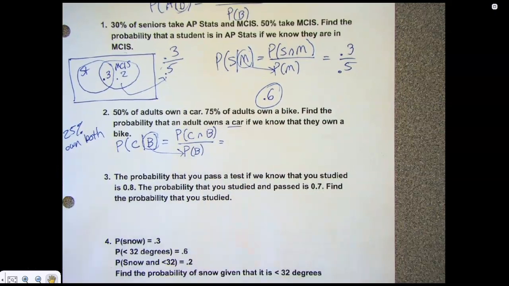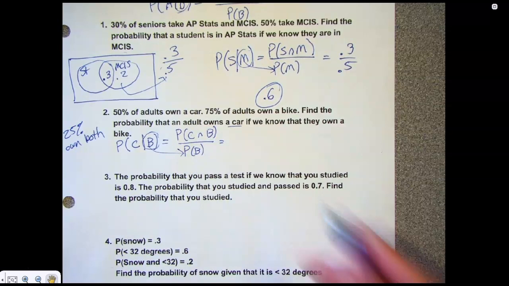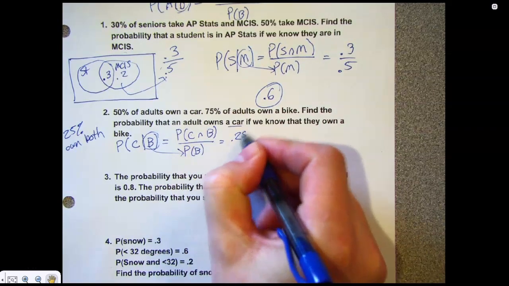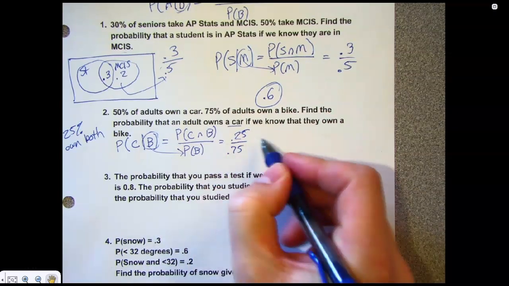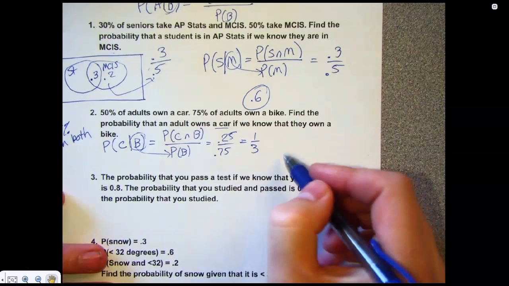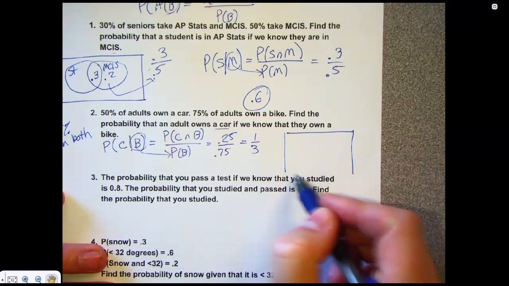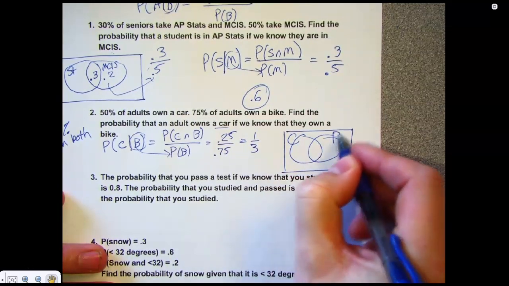So just using the numbers, no diagram, what's the probability of car and bike? Now I told you 0.25. And what's the probability of bike? 0.7. So that should be your answer. It should be like 1/3, right? Well, if you look at making a Venn diagram, car, bike.